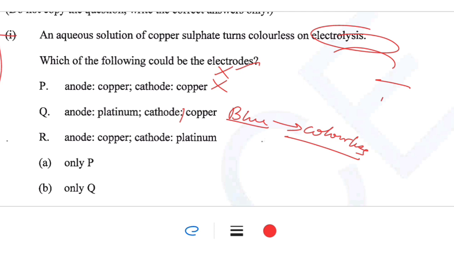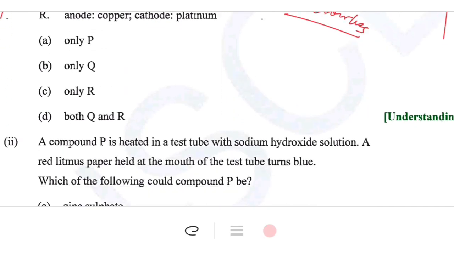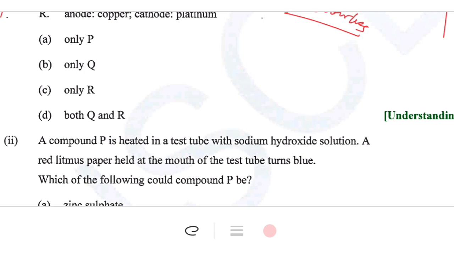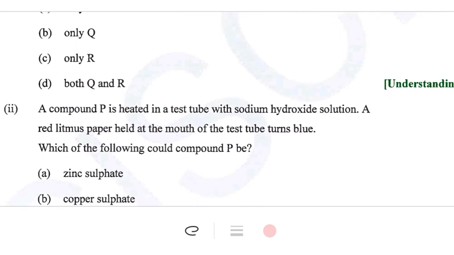Only P cannot be. Q, yes, it can be, because here we have platinum and copper. It's a theoretical question. Obviously the anode is platinum and copper is used as the cathode. So option Q is the correct answer. If we look into the answers, we will have Q as the answer, so option B is the correct answer over here.